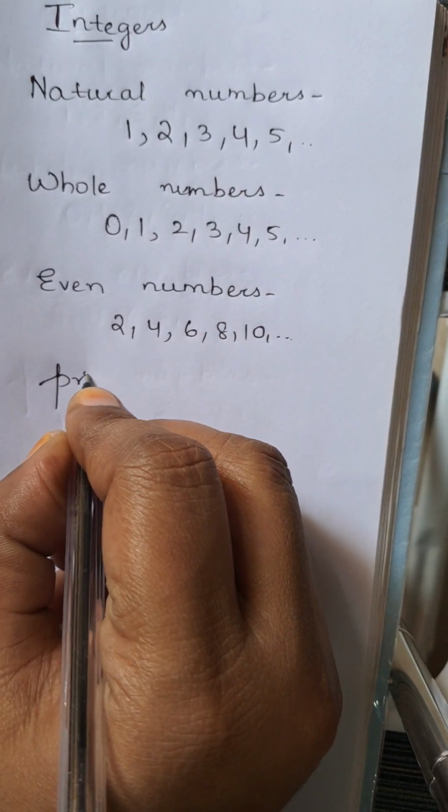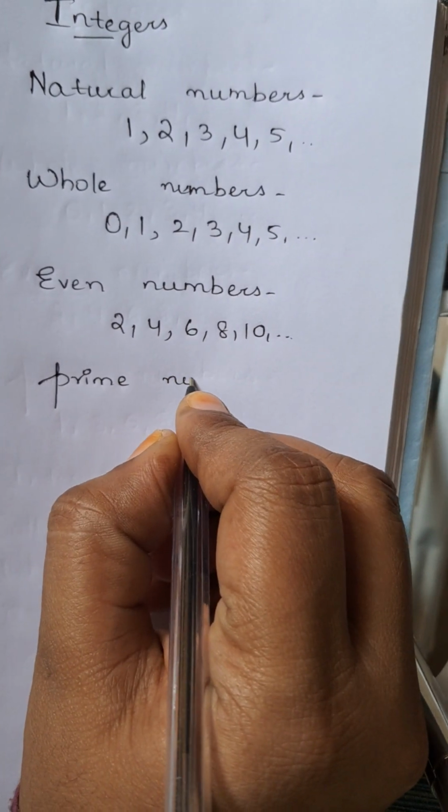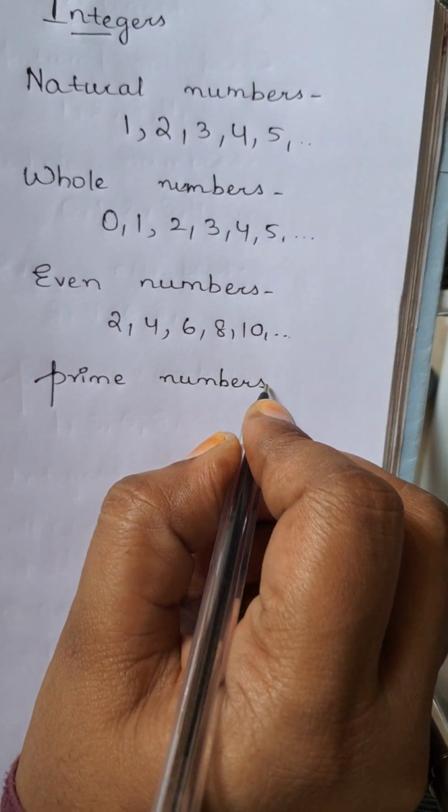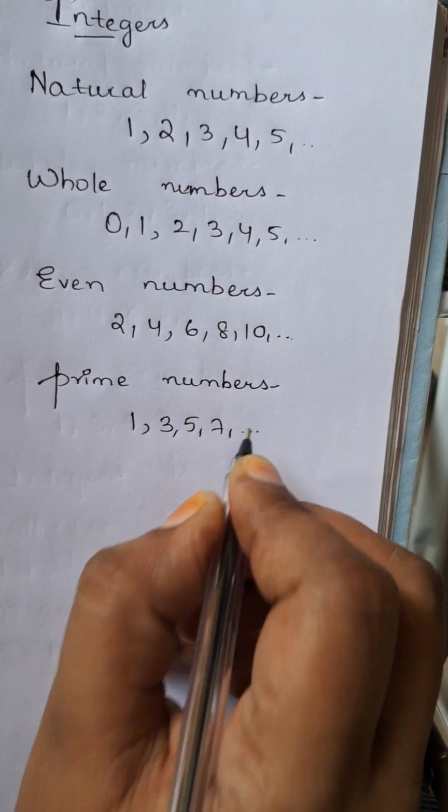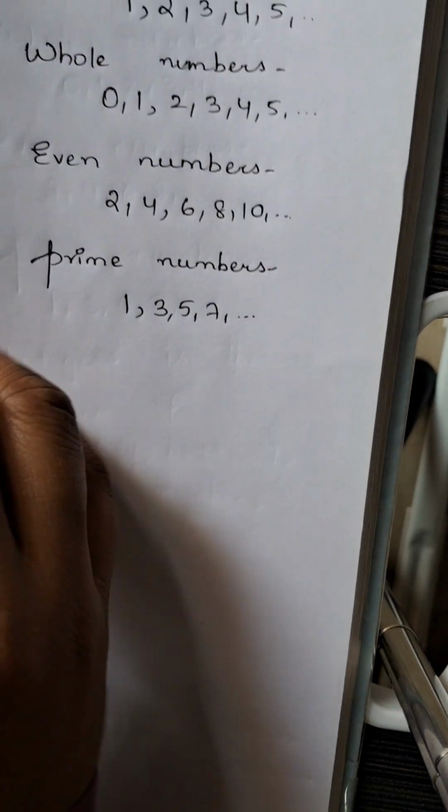Next is prime numbers. Prime numbers are numbers which are divisible by 1 and itself: 1, 3, 5, 7 and so on. Now let's see integers.